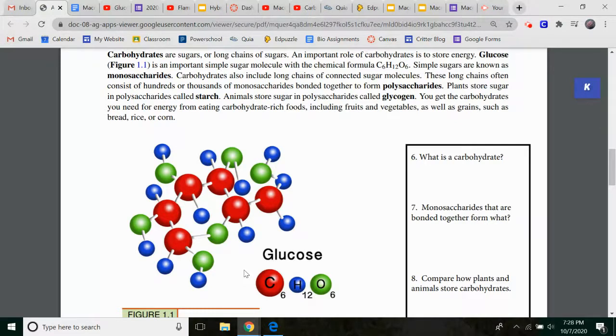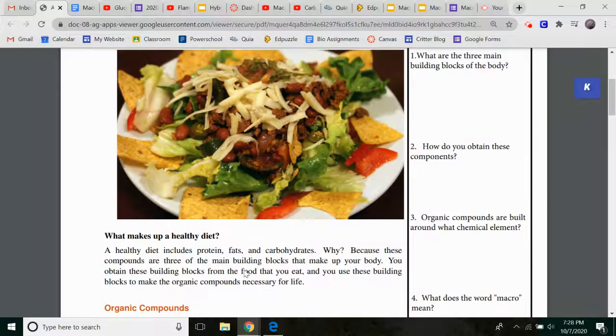I don't know why I was thinking of beans. I think it's from this picture up here of this taco salad.